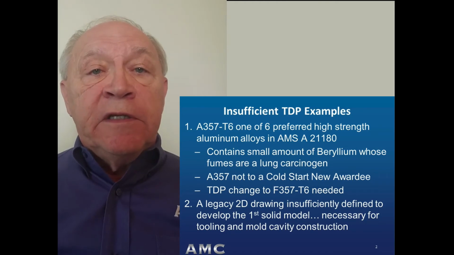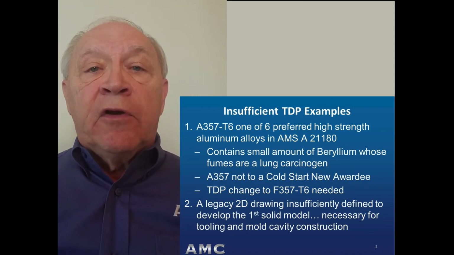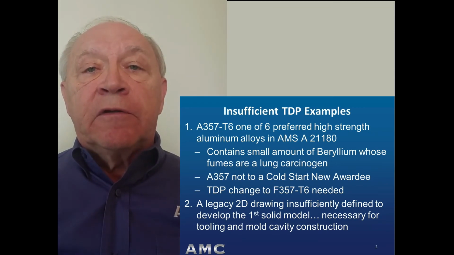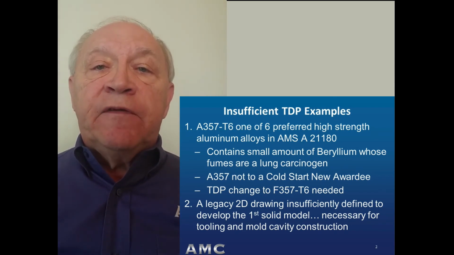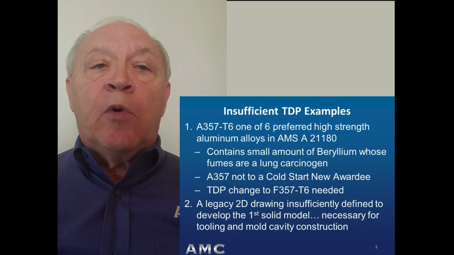Without getting into the deep details of legacy casting TDP insufficiencies that have been discovered over the years of the CASTIT team's procurement support, here are a couple that would be unlikely to be discovered by the ESA's 60-month review. First, specification of A357 aluminum alloy with the T6 aged heat treatment. In this case, A357 is specifically identified by the AMS A21180 standard for 6 premium quality high-strength aluminum alloys.